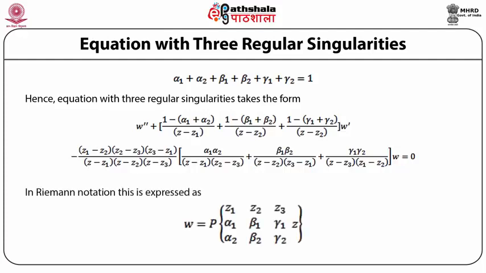This may be expressed in Riemann notation as W is equal to P of z1, z2, z3 with exponents alpha 1, beta 1, gamma 1, and alpha 2, beta 2, gamma 2, and variable z.